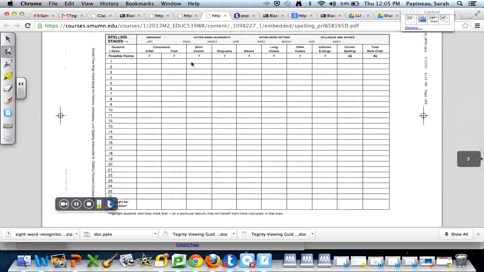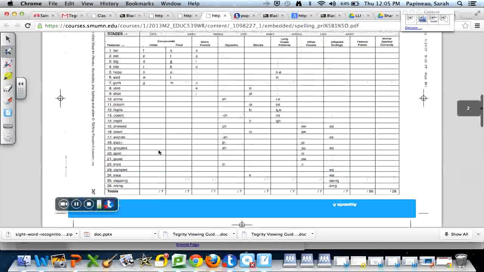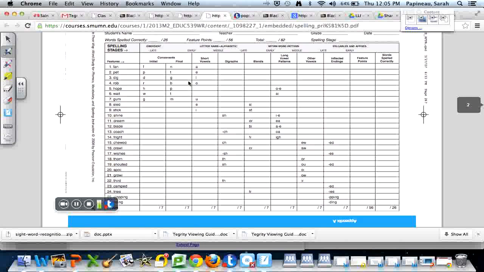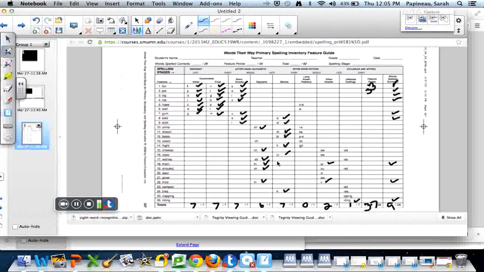The final page on here is something you don't need to use. However, if you were a classroom teacher and you're trying to analyze your entire class, it's a chart for your whole class. So really you don't need to worry about those last 2 pages. This page, though, is the one that you're going to really focus your time on, because it's going to help you analyze all of those words that your student has spelled.